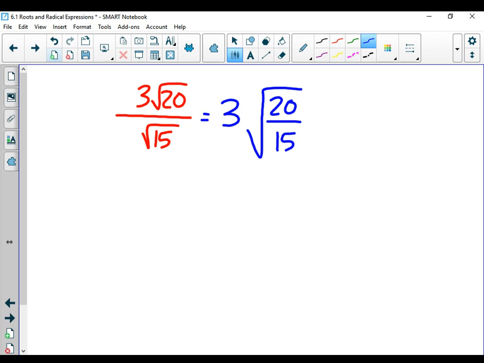Could you start at the beginning of this problem and multiply by the square root of 15 to both the numerator and the denominator? Absolutely. You would just have to do more simplifying at the end, okay? So how does 20 over 15 reduce? 4/3.